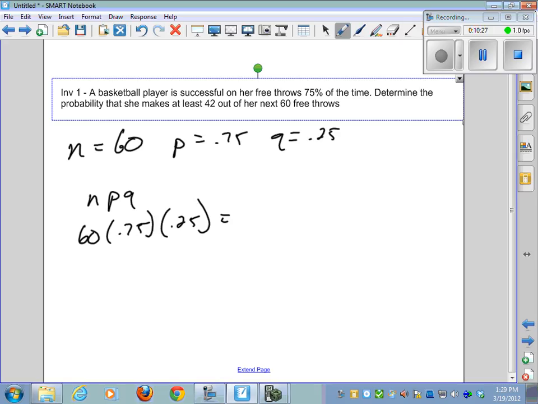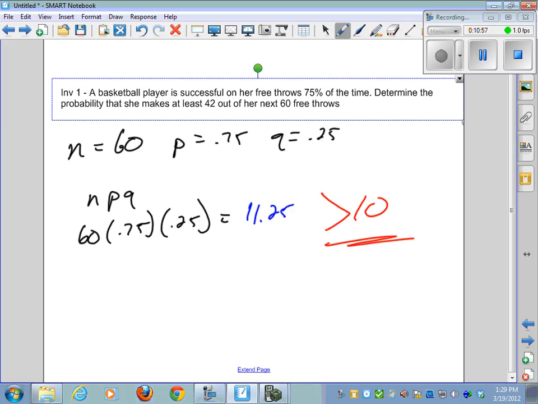And you get 11.25. That's the answer? No, that's just the NPQ answer. Is it bigger than 10? You should say, I know this is bigger than 10. What does that mean? It means you can go ahead and use shade norm. If it's less than 10, then your answer is not going to be that accurate, and you probably should use binom PDF. Okay?